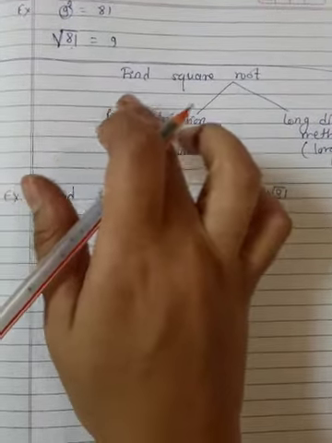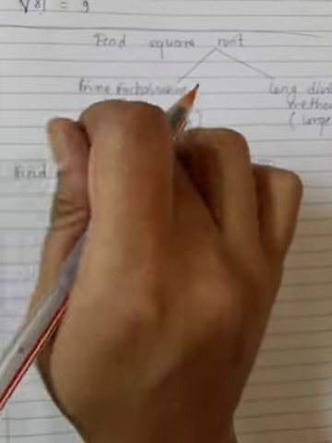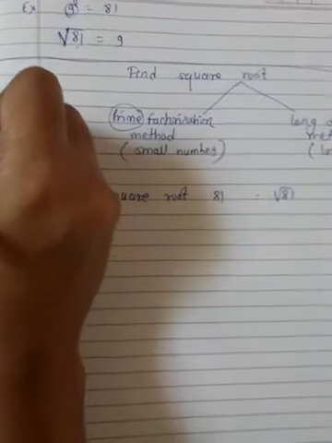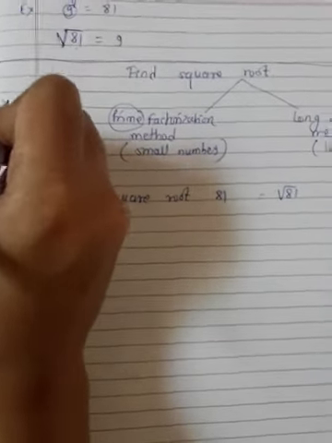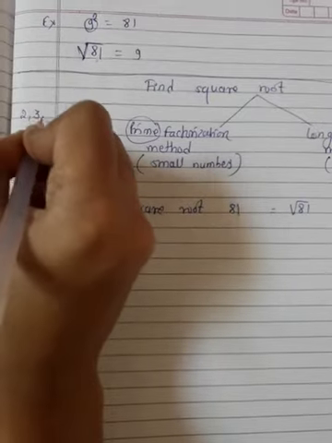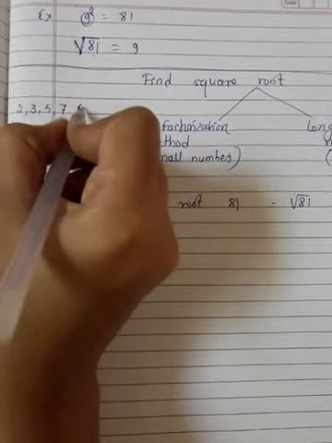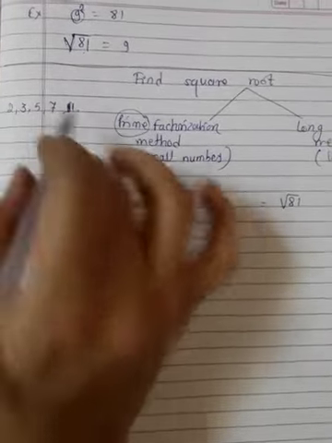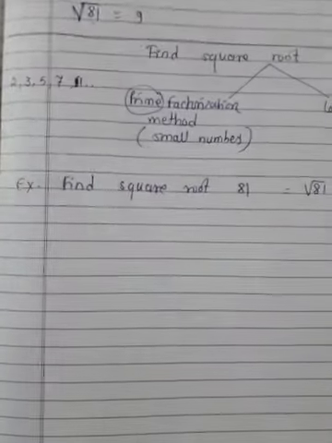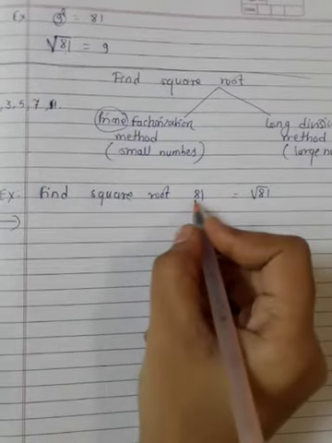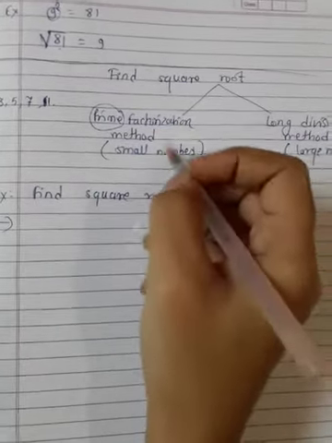But before studying the prime factorization method, you must know what the prime numbers are. Which numbers are called prime? A number which is divisible only by 1 and itself. So 2, 3, 5, 7, 11 and so on. We know these are the prime numbers. Now see how to find the square root of 81 by this prime factorization method.